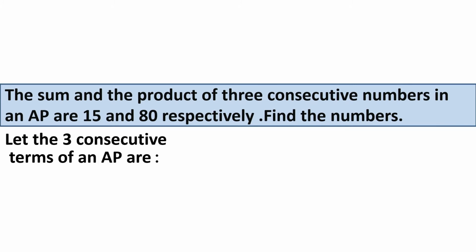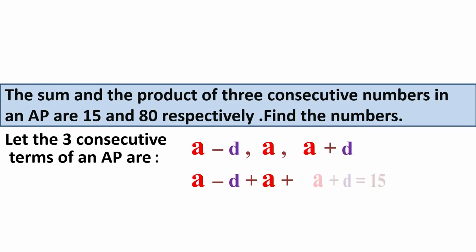So, let the 3 consecutive terms of the AP be a minus d, a, a plus d. Normally, you will be tempted to take a, a plus d, a plus 2d, right? But I have taken a minus d, a, a plus d. When 3 terms are in AP, this is the best way. You will see the advantage. What have they given you? They have given you that the sum of the 3 terms is 15, correct?